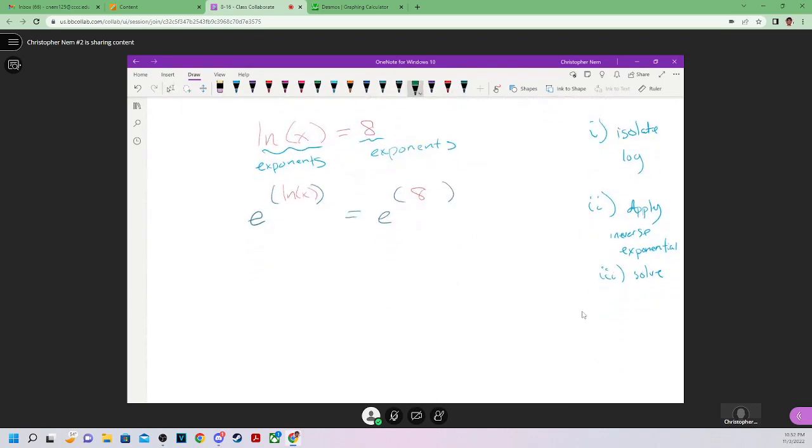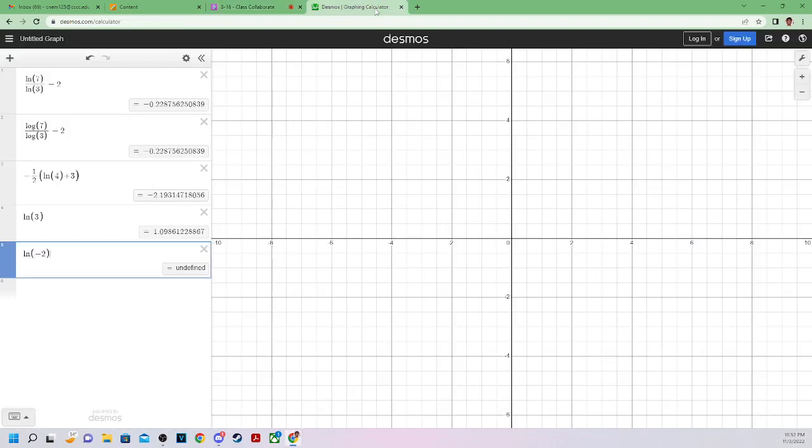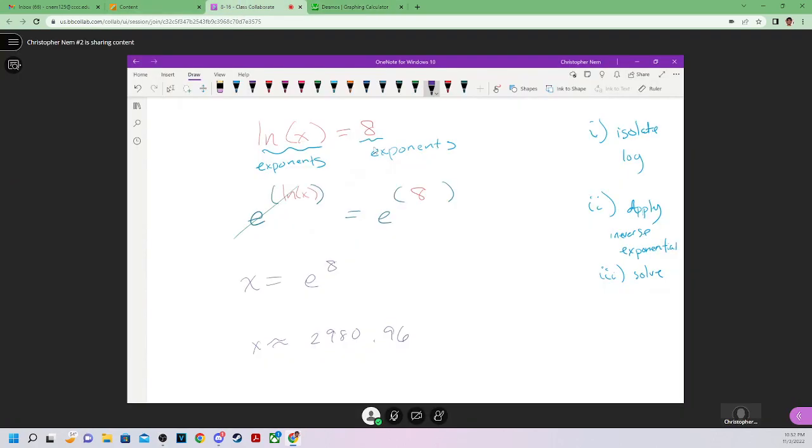Well, if I apply base e, this guy cancels out nicely. So I'm just left with x is equal to e raised to the 8th power. And you can calculate this in your calculator as well. E raised to the 8th power, that is 2,980.96, or 2,981 if I round. So x is approximately 2,980.96. But we're able to calculate that, thankfully. Boom.